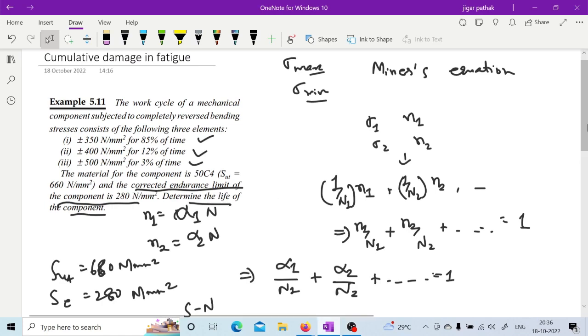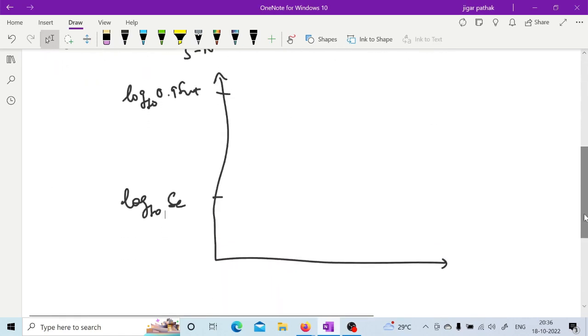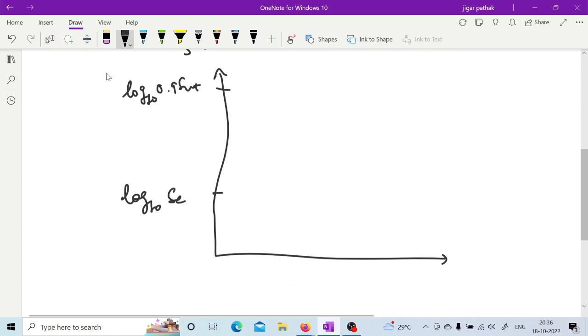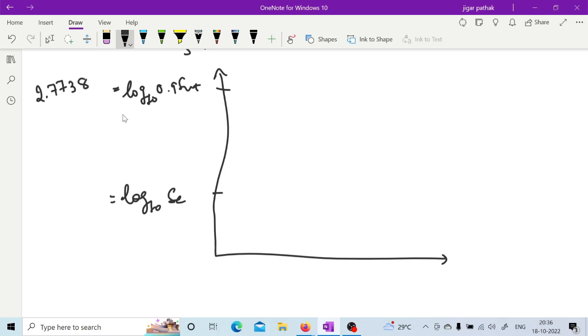So, can you tell me what is log 10 of 0.9 SUT and what is log 10 SE? Sir, log 10 of 0.9 SUT is 2.7738. And log 10 SE is 2.4472. Yeah. Okay, okay.